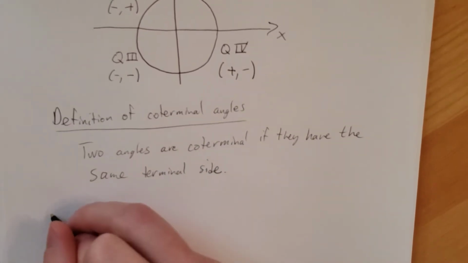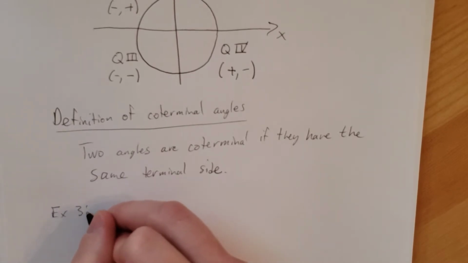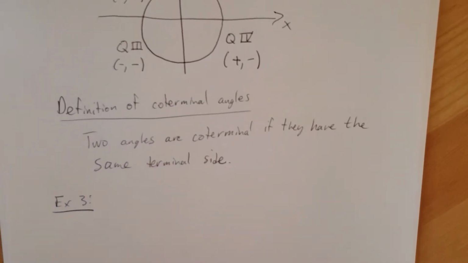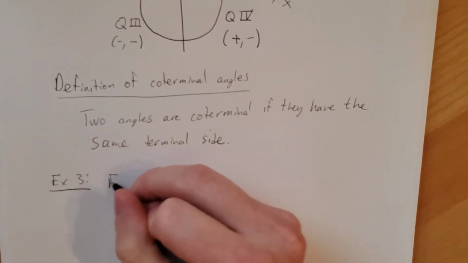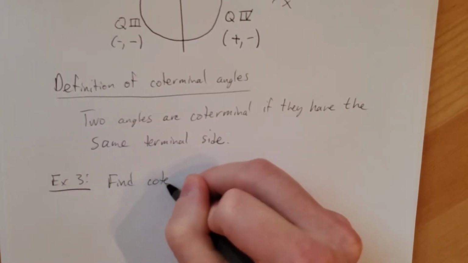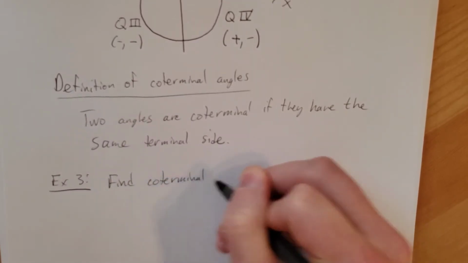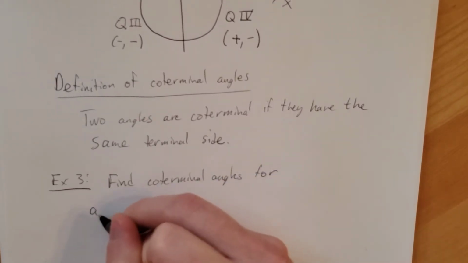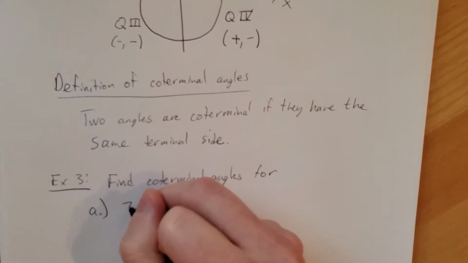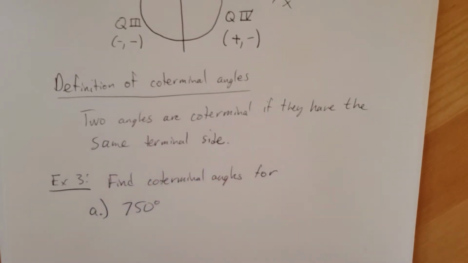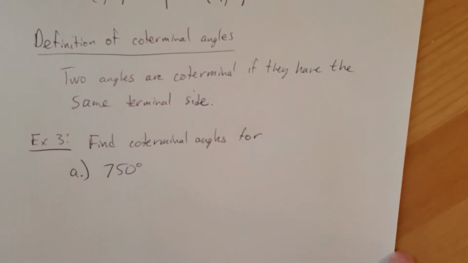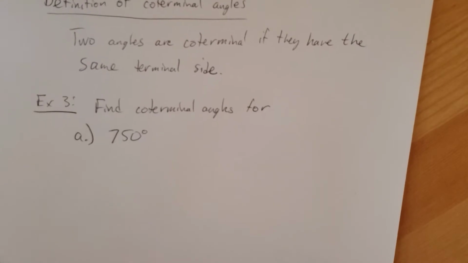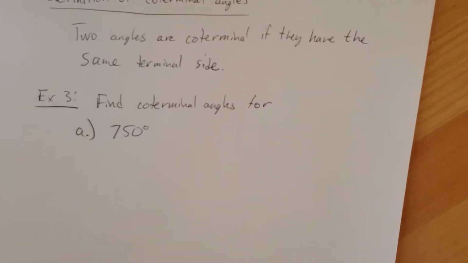So let's do an example where we'll see what's happening. Example 3 here is find coterminal angles for, and then we have a few parts. Let's do 750 degrees first. I'm going to work this out without a picture, and then I'll draw the picture to help explain what's going on afterwards.